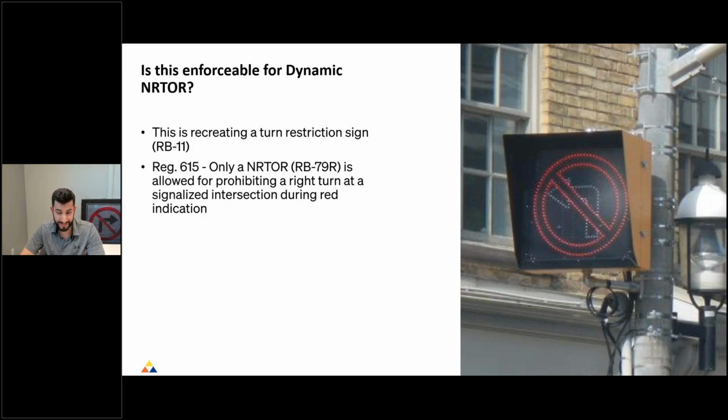Secondly, in Regulation 16, only the no right-hand turn on red, the RB79R, is allowed for prohibiting a right-hand turn at a signalized intersection during the red indication. So the regulations state pretty clearly that you need to have an RB79R to enforce dynamic no right-hand turn on red. Unfortunately, this is not an RB79R replication. It doesn't match the color, it doesn't match the substrate, it doesn't match the dimensions, therefore it's not enforceable for dynamic no right-hand turn on red.